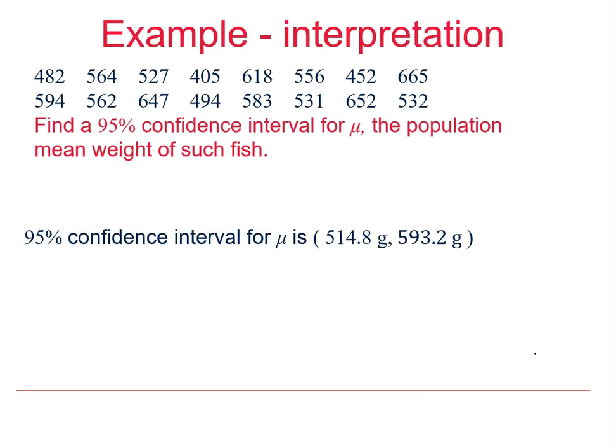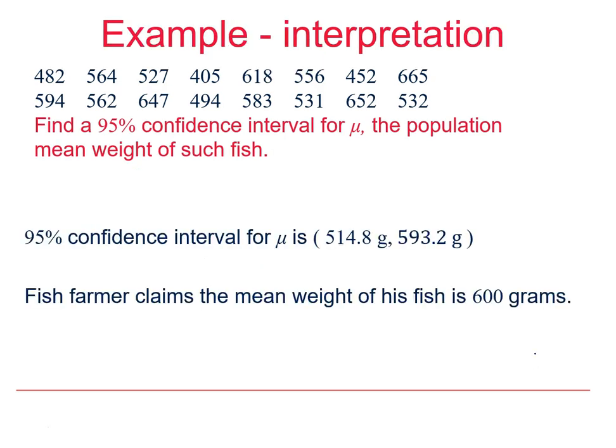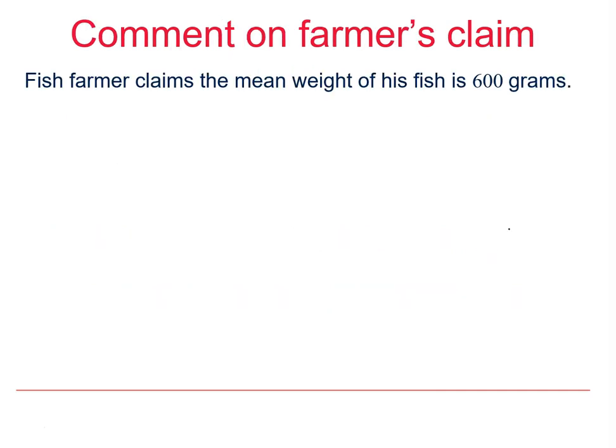What does that confidence interval mean? So we've evaluated it. So imagine our fish farmer claims the mean weight of his fish is 600 grams. So it possibly doesn't seem unreasonable looking at the data. We do actually have 4 fish in his sample that weighed more than 600 grams, so possibly 600 grams could be correct. But if we look at the confidence interval, what does that tell us too?